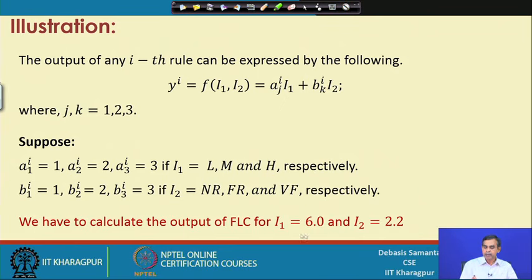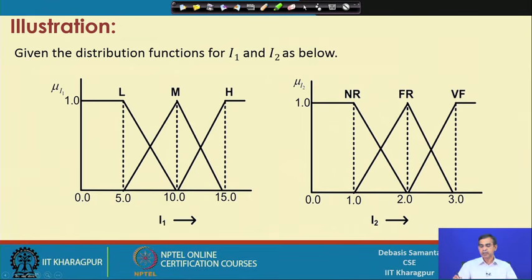Now, again for this I 1 equals 6.0 and I 2 equals 2.2, we have to calculate the mu values of the elements that belong to the two different fuzzy states here. So, I 1 is 6.0 and for I 2 we have considered 2.2. If this is so, then 6.0 belongs to two fuzzy states, M as well as another fuzzy state L.